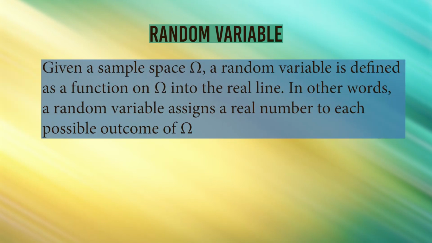So, let us start with random variables. What is a random variable? Given a sample space, you know what a sample space is already. Given a sample space omega, a random variable is defined as a real valued function defined on this sample space. So what do we mean by these two criteria? That it's a real valued function defined on the sample space.